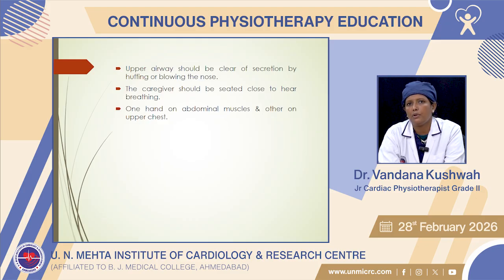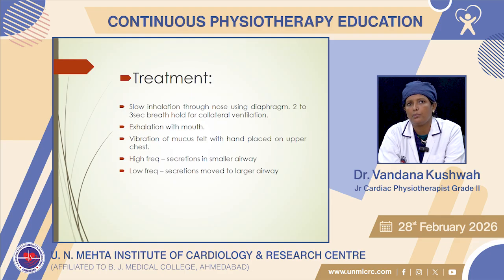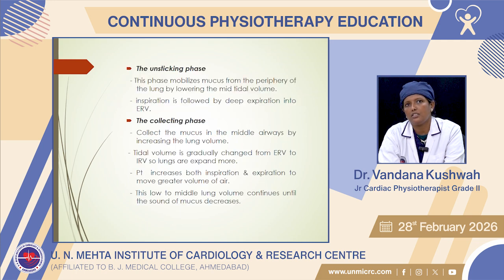One hand on the abdominal muscles and the other on the upper chest. In treatment, we use slow inhalation through the nose using the diaphragm, with a 2 to 3 second breath hold for collateral ventilation. Exhalation is with the mouth, and vibration of mucus is felt with the hand placed on the upper chest. High frequency secretions are in the smaller airways, and low frequency secretions move to the larger airways.